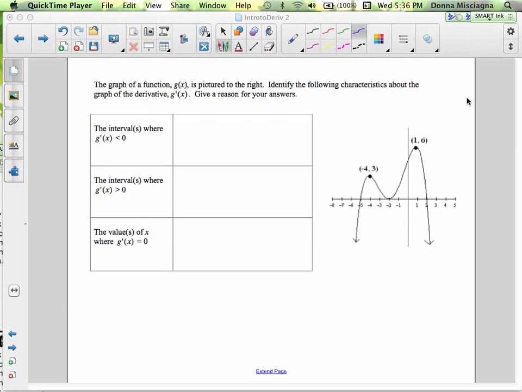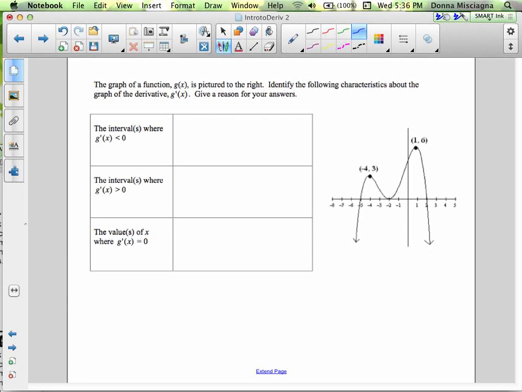In other words, g prime of x is negative. Right? On the graph, the values are below the x-axis. So this is where g prime of x, the y values would be below the x-axis. Right? So g prime of x is going to be less than 0, where g of x, the function that it's the derivative for, is decreasing. So from -4 to -2. So I'm going to start my statement here. G prime of x is less than 0 on -4 to -2.